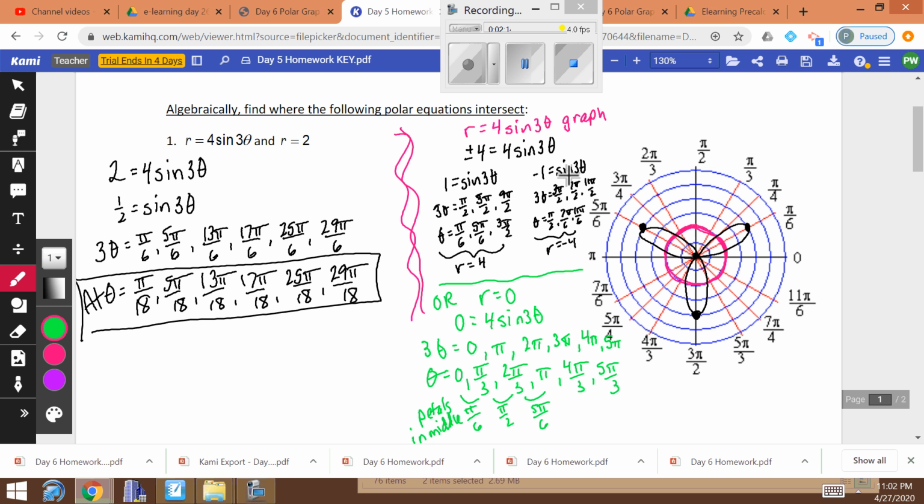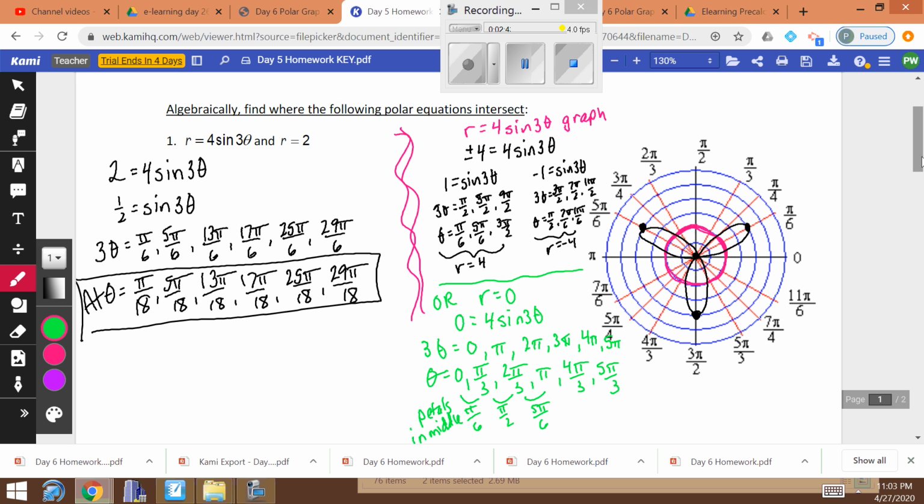If you look at the negative ones, it's actually just a repeat. At pi over 2, it's going to be negative, so that would put it down here, where the 3 pi over 2 one was positive. At 7 pi over 6, it's negative, going where the pi over 6 also is. And 11 pi over 6 is negative again as well. So you technically wouldn't really need to find the negatives on that.